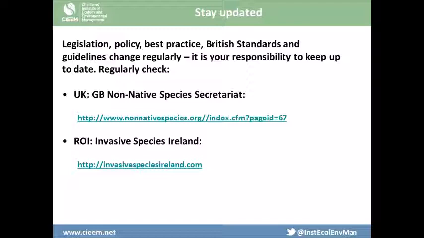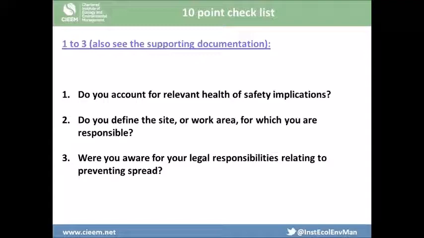So the next portion of the presentation is basically the end of the information portion. And now, as a summary, and just to get you thinking about how you have been carrying out activities and site assessments in respect to invasive species, there's a series of 10 questions. It's hoped that if you can answer yes to all 10 of these, you'll be carrying out the works in a responsible and professional manner.